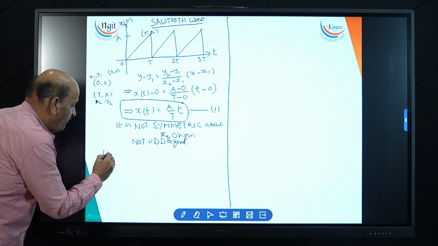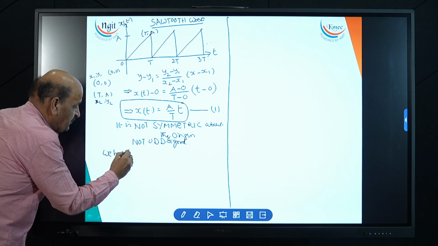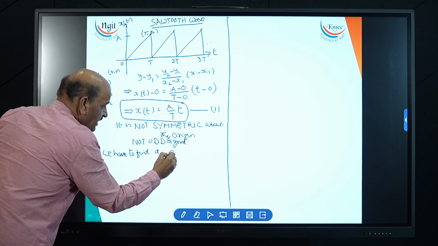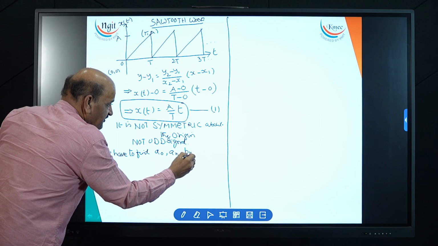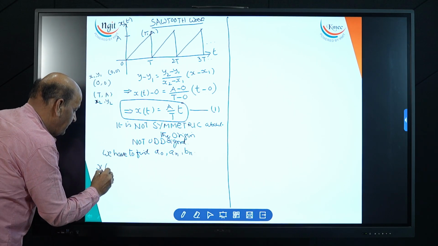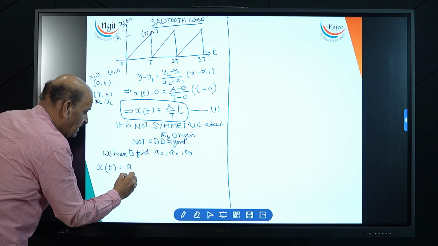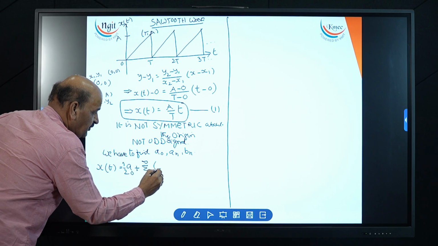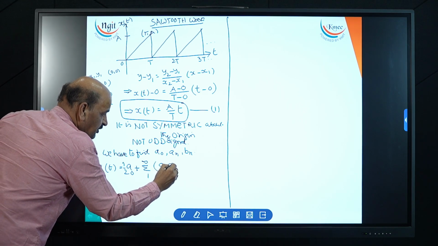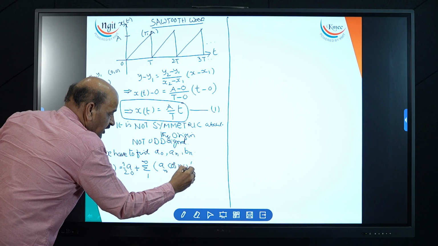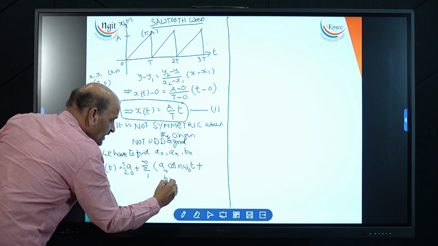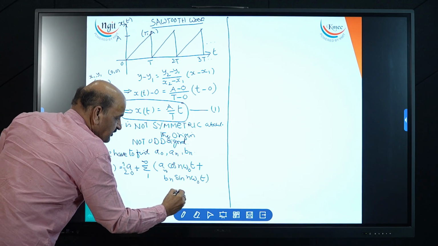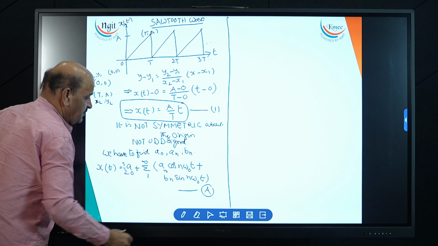Therefore, we have to find a0, an and bn as well. So what is the signal formula? x of t is equal to a0 by 2 plus summation n equal to 1 to infinity of an cos n omega naught t plus bn sin n omega naught t. This is the main equation.